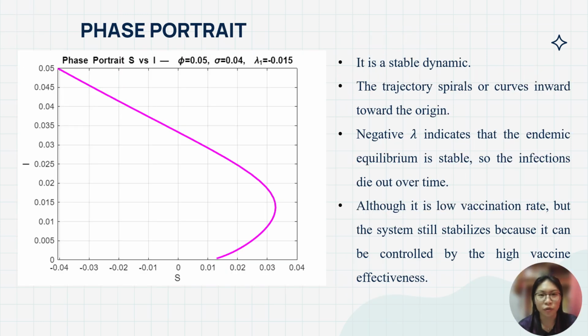From this phase portrait, we can note that it is a stable dynamics. Negative eigenvalues indicate that the endemic equilibrium is stable. The outbreak is controlled, so the infections will die out over time. Although the vaccination rate is low, the system still stabilizes because the outbreak can be controlled by a strong vaccine.